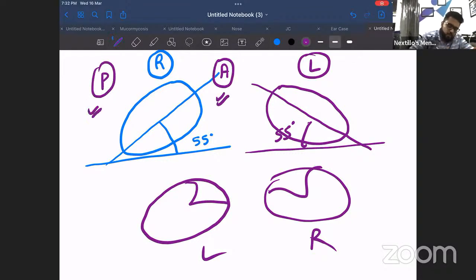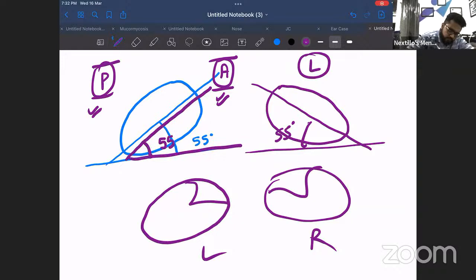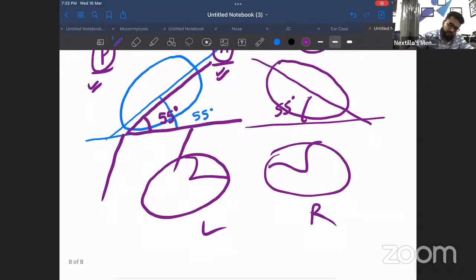Now forget that you know that this is the right side, forget it. Imagine this is forgotten. Now what happens is, if this is anterior and this is posterior, just have a look at the angle. It has to make this angle with the anterior wall. So it is making 55 degrees with the anterior wall. So you are examining the patient in such a way.